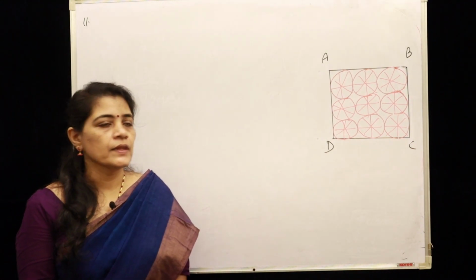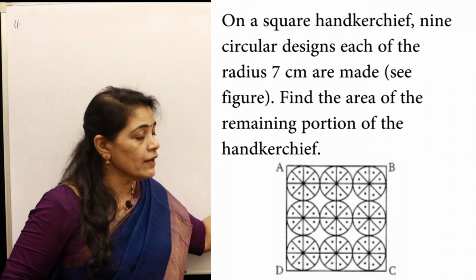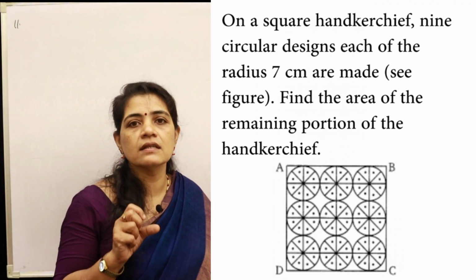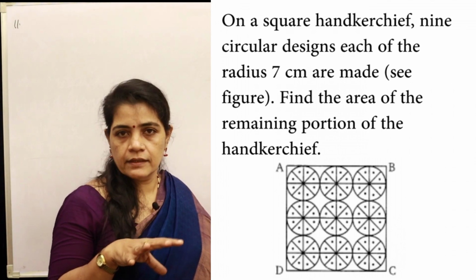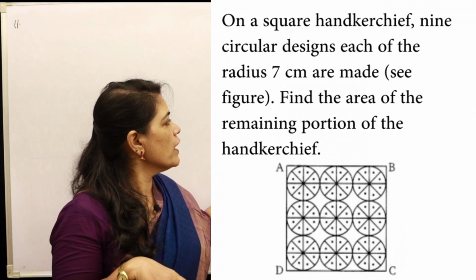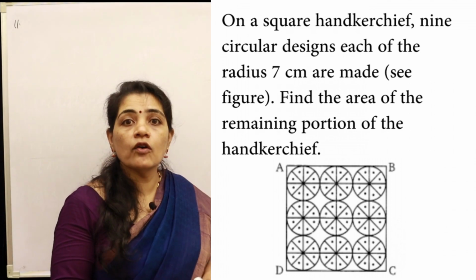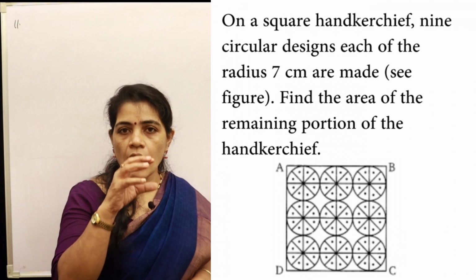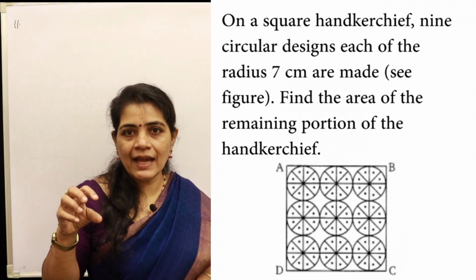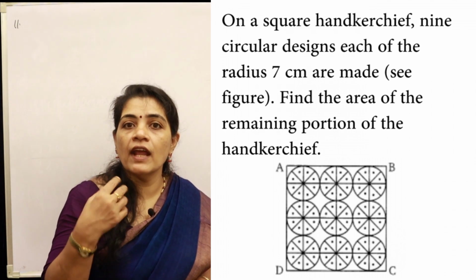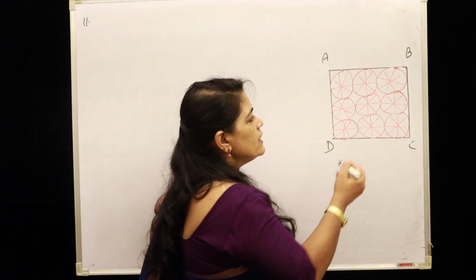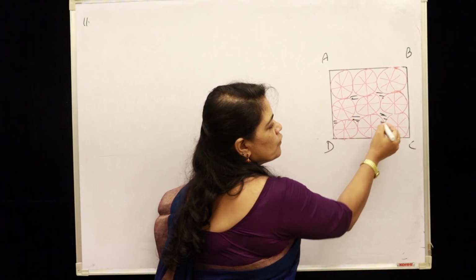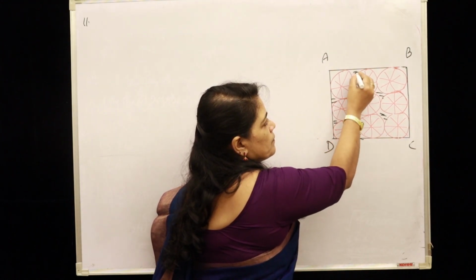Let us start. So here in the 11th problem, we have a handkerchief and 9 circles are printed, and we have to find out the area of the remaining portion. After subtracting the area of 9 circles, you will get the area of the remaining portion.